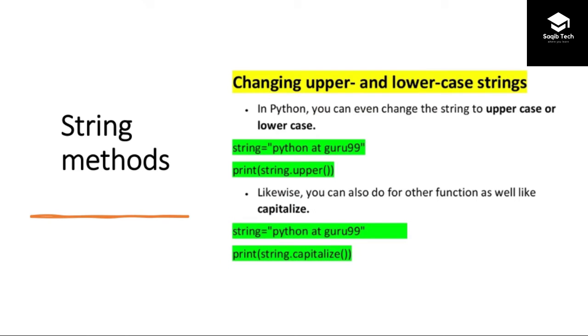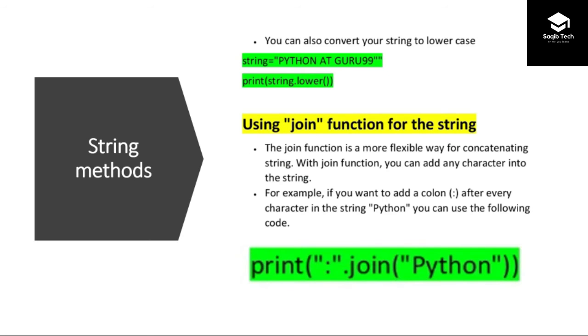Okay, next one is upper and lowercase string. Okay, that's very important. Let's check it. If you want to convert any string to uppercase, you will write upper method, or you can also use capitalize method. And if you want to convert the string into lowercase, you will use dot lower method. Okay, and similarly if you want to join strings, then you can use the join method. Okay, let's check it.